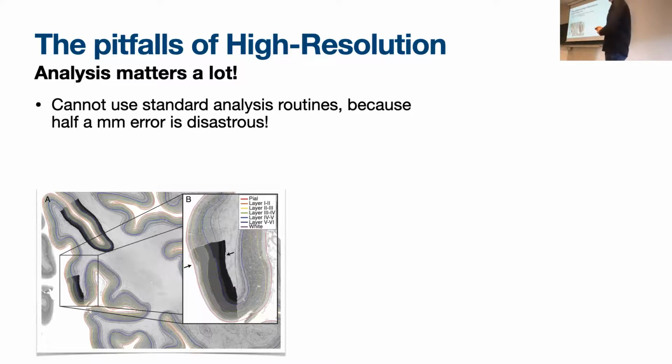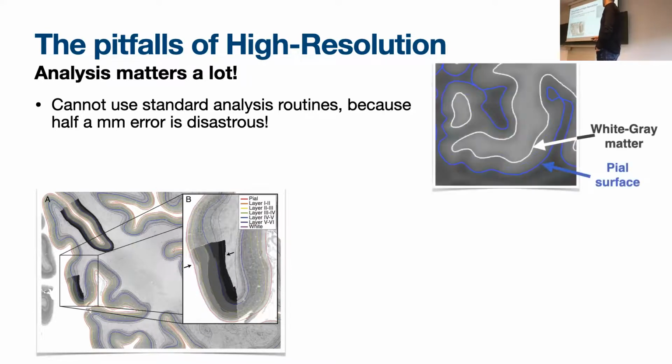And that means that you can't use very standard analysis routines. You have to develop everything yourself. You have to perform first the computational segmentation of the anatomy to find the boundary between the white matter and the gray matter. And then you also have to segment the pial surface, the outside of the gray matter, right? Because all of those layers are in between those two surfaces.